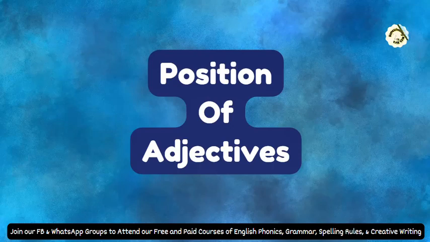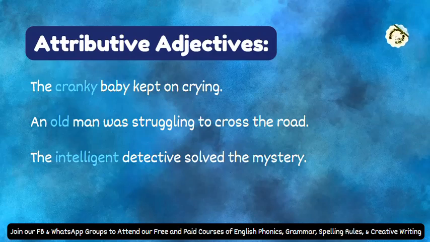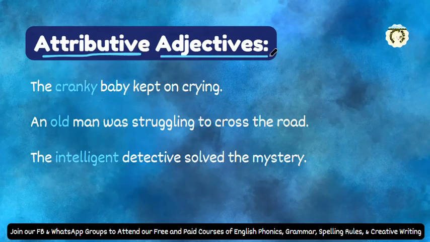What does it mean by position of adjectives? It means that adjectives can be written at different places. Though they describe nouns, their positions can be different. The first type, according to the position of adjectives, is attributive adjectives. Now, what are attributive adjectives?